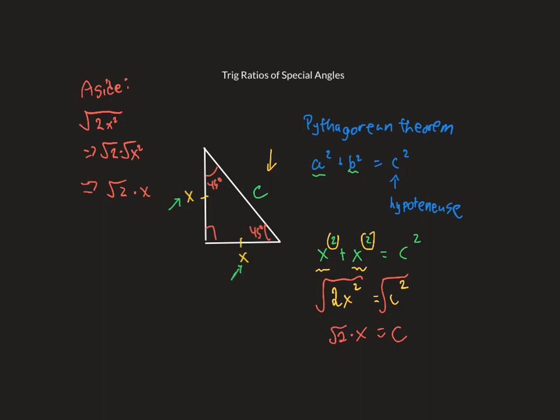Okay? So let's make an example here. Let's say I told you that this side here, this x, is 1. So if x is 1, then this should be root 2 times 1, which is equal to root 2. So you can see the special triangle here would be 1, 1, root 2. Okay? So we're going to be taking a look at the next special triangle, and that is the 30, 60, 90 triangle. So let's take a look at that.